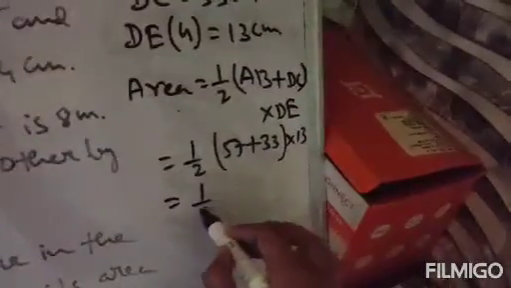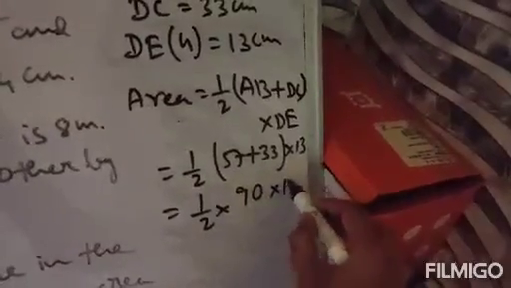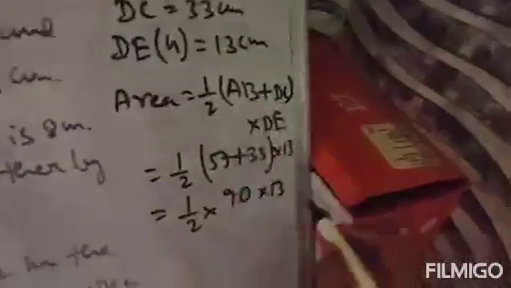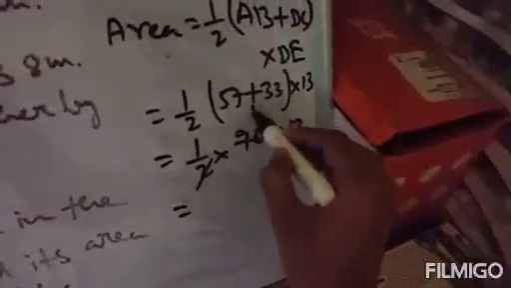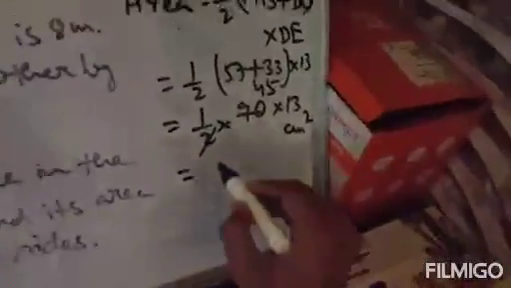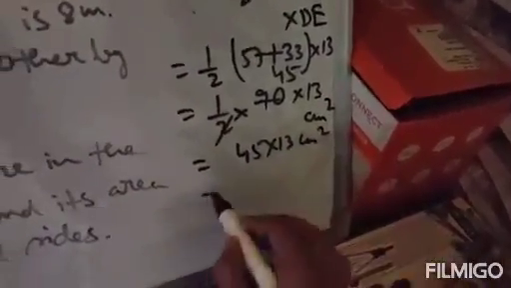Now solve. 7 plus 3 is 10, carry 1, 5 plus 3 is 8, plus 1 is 9, that is 90. So area will be centimeter to the power 2. Now reduce. So 90 by 2 will be 45. So 45 into 13 centimeter to the power 2 or centimeter square.